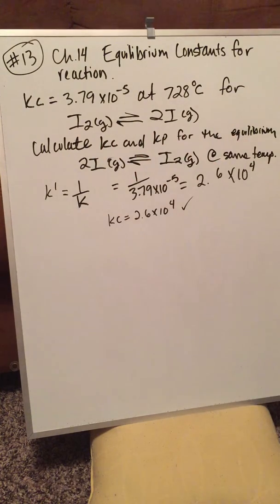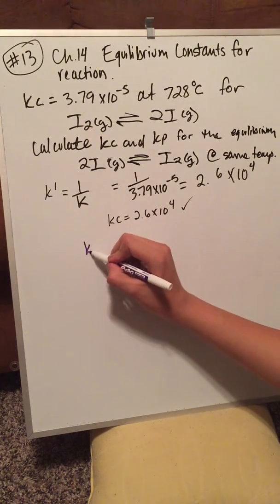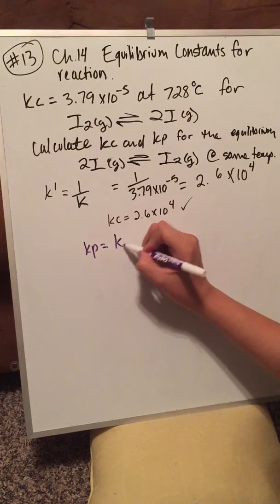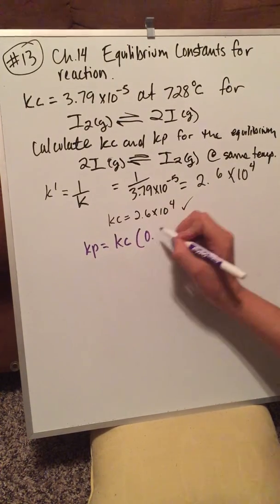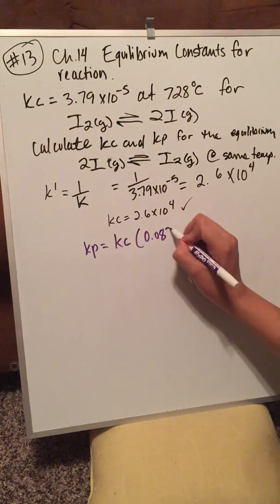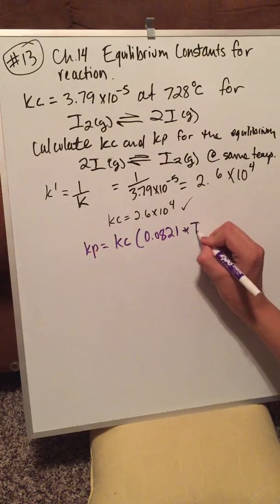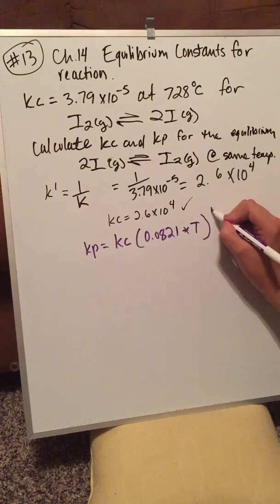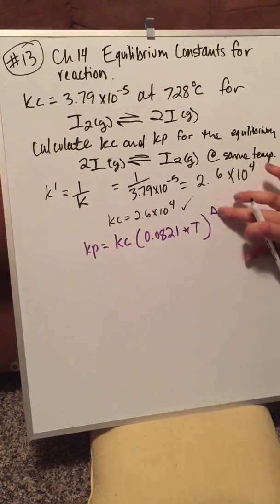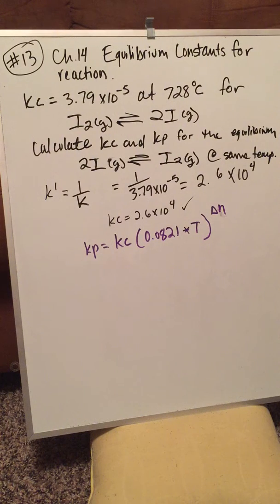We want to calculate the Kc and Kp. To calculate the Kp, we have to think how are Kp and Kc related, or how do we get them? How do we get Kp using our Kc? So to get our Kp equals our Kc times this gas constant times our temperature raised to the change in moles, change in number of moles.